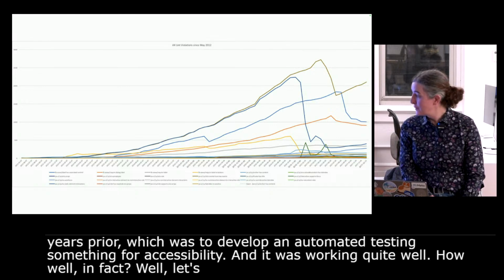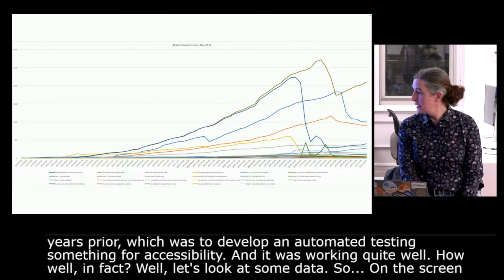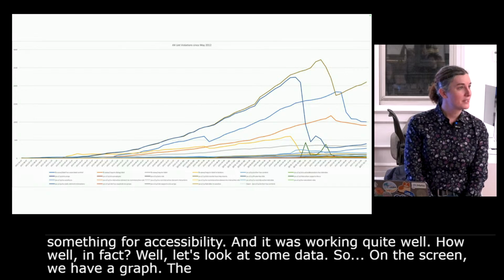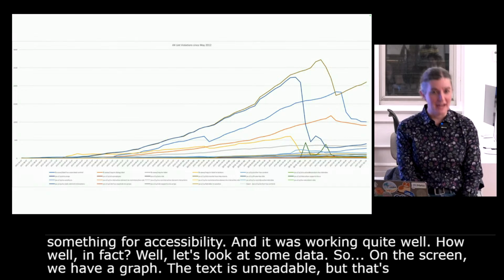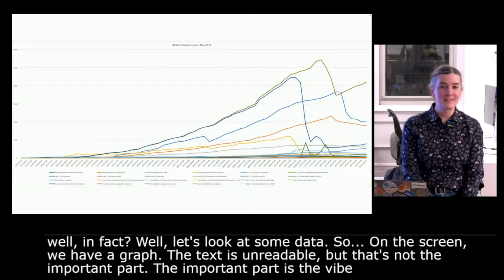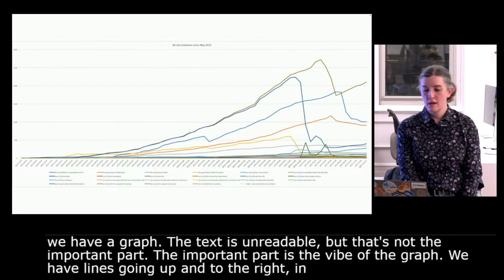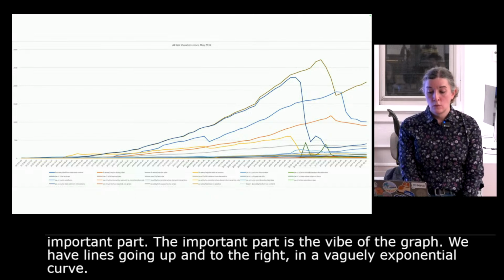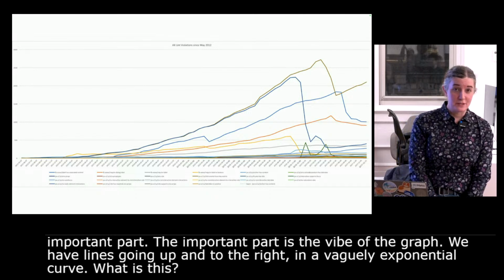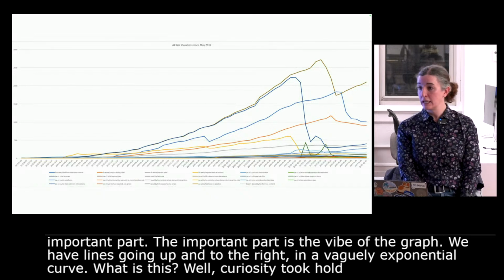So on the screen, we have a graph. The text is unreadable, but that's not the important part. The important part is the vibe of the graph. We have lines going up and to the right in a vaguely exponential curve. What is this? Well, curiosity took hold of me in 2017. I had this plugin, I had these rules.